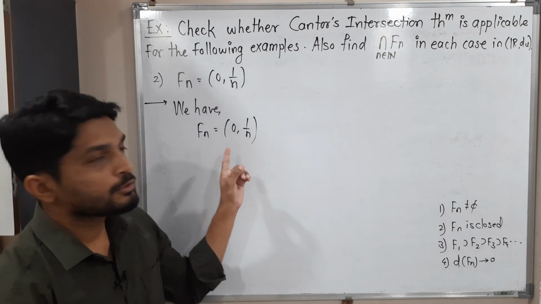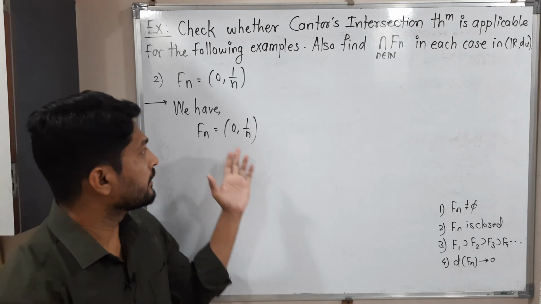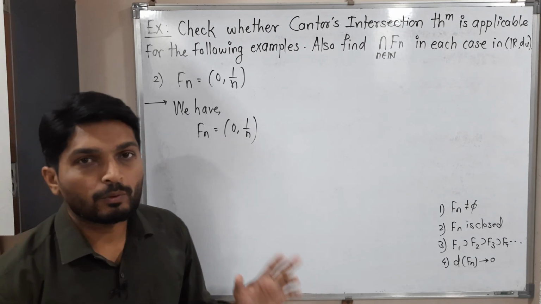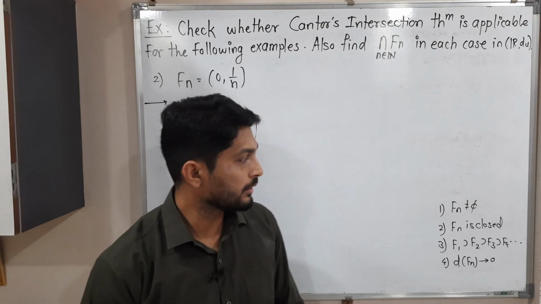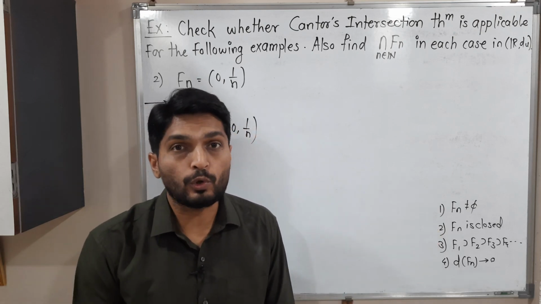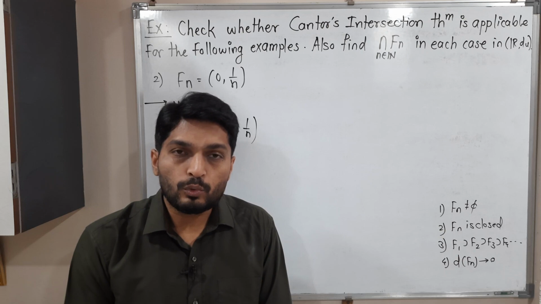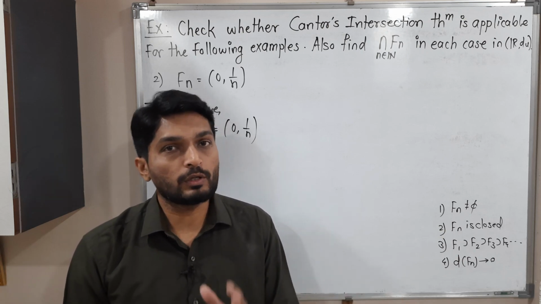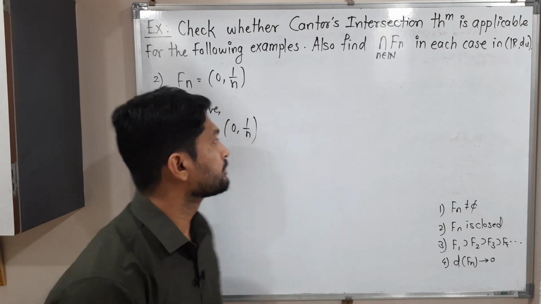Non-empty. Clearly it is non-empty. It's an open interval starting at 0 and ending at 1 by n. So obviously there are some points. The next important condition is whether it is closed or not. When we say the set is closed, its complement is open. So what will I do? I will find its complement.